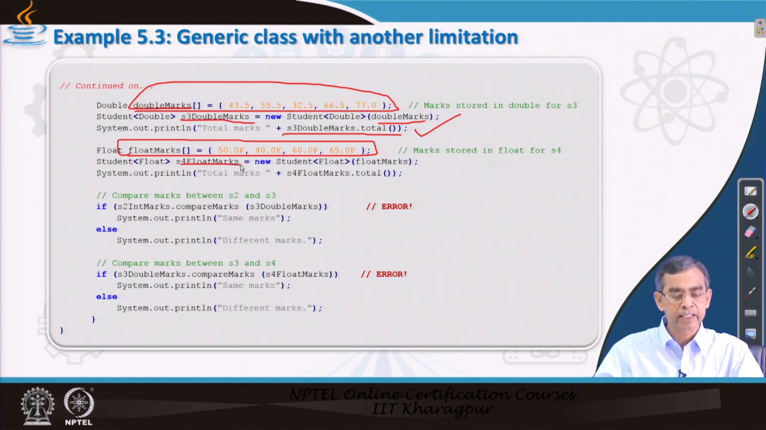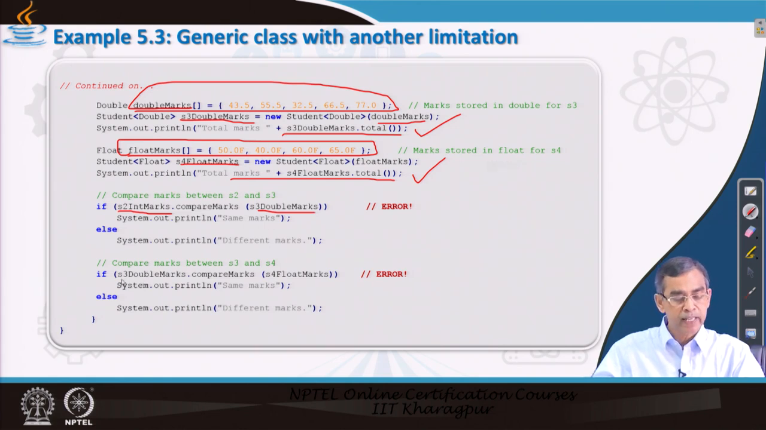We create another collection, and for that collection we calculate the total. Also, it will not give any error while you are compiling the program. However, this part of the program will not work for you. Now, let us see here: S2 int marks, compare marks, S3 double marks.